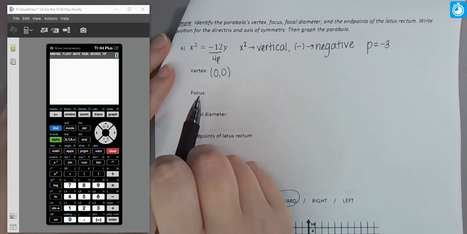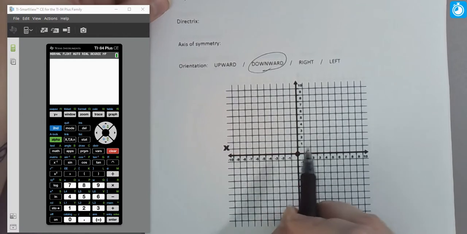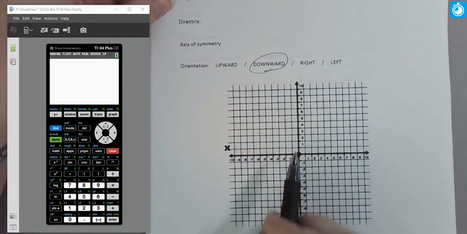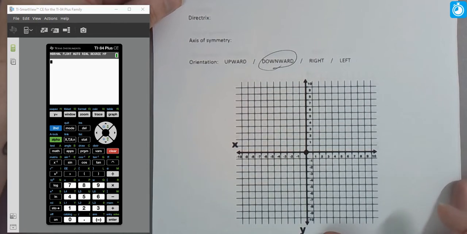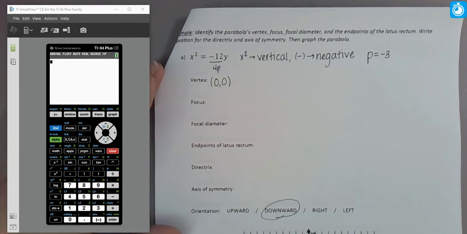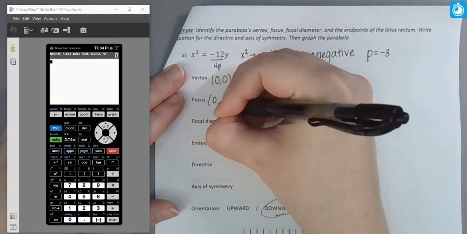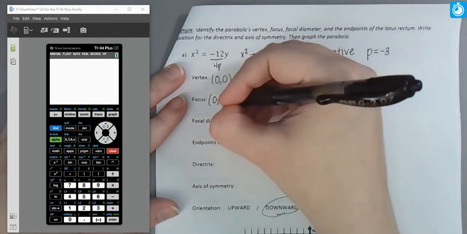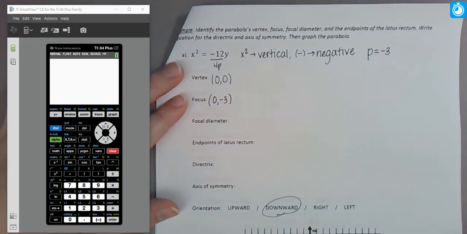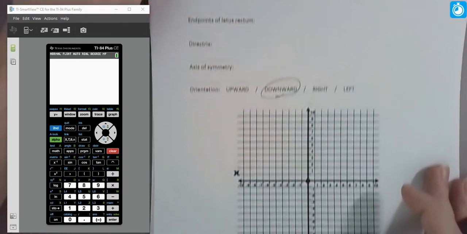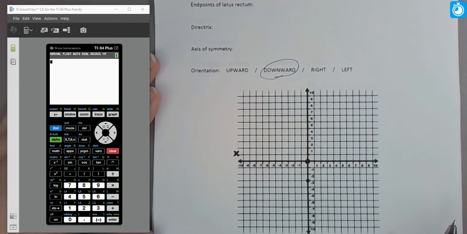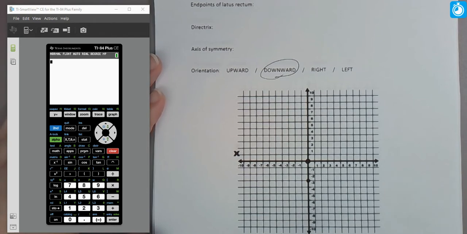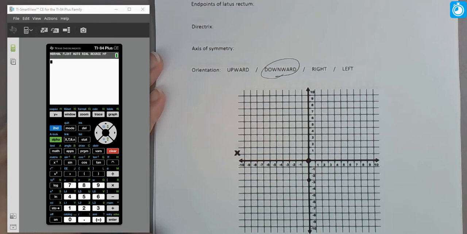So what about our focus? Where's our focus going to be? Well, again, we're opening downward, which means our focus is in the same vertical line as the vertex, and it's going to be below it. So we're going to hold the x-coordinate constant and then adjust the y-coordinate by p units. In this case, p is negative 3. So hold the x-coordinate constant and then adjust the y-coordinate by the value p, which is going to give us 0, negative 3. So it's 3 units below the vertex, and it's going to be inside of the parabola. So here's our negative 3. Now, as with any other conic section, this point is not actually on the graph of the parabola, but whereas that point wasn't necessarily needed in order to graph an ellipse or a hyperbola, it is needed in order to accurately graph a parabola.